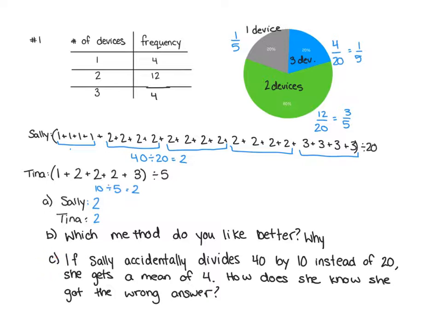The final part of question 1 says if Sally accidentally divides whatever her answer is by 10, so I just use my data of 40 by 10 instead of 20, she would get a mean of 4. So how would she know she got the wrong answer? Well, if she looked up here, 4 isn't even an option. Nobody had 4 devices. So that doesn't make sense for that to be correct. Even if she had anything above 3, like 3.1 or 3.2, you would need to have numbers bigger than 3 in order to get that.